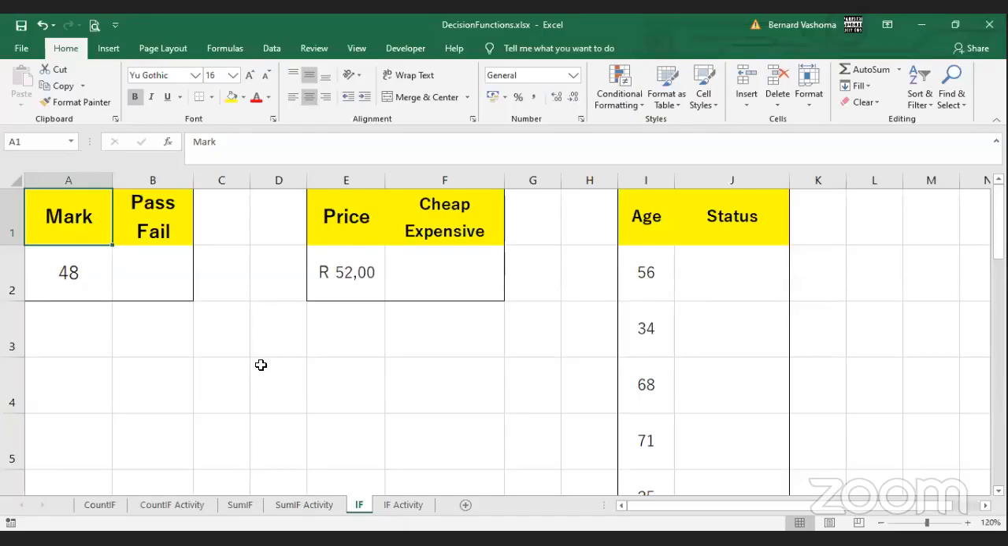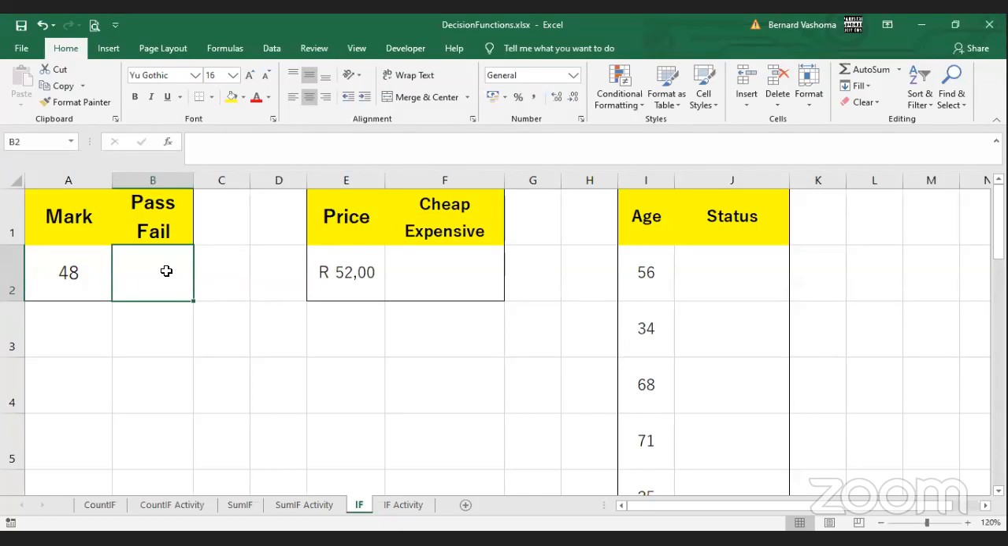All right, this is the situation that we have, right? We have a mark there in A2, right? And here in B2, we want to display a message to say whether the mark represents a pass, or the mark represents a fail, right? So the condition that we're going to set is that if the mark is above 50 or is 50 and above, then the message that should display in B2 is pass. But then if it's not, the message that should display is fail.